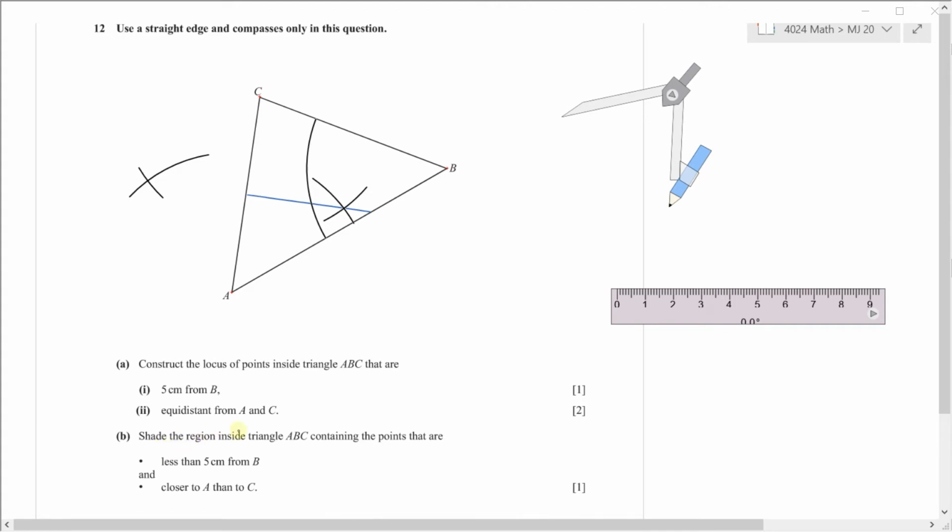So the next part is shade the region inside the triangle ABC containing the points that are less than 5 centimeter from B. So that means they have to be inside this arc and closer to A than to C. So closer to A than to C means they have to be below this line bisector. So inside this arc and below this line bisector is this region. So this is the region which can contain points that are less than 5 centimeter from B and are closer to A compared to this point C because they are below this line bisector.